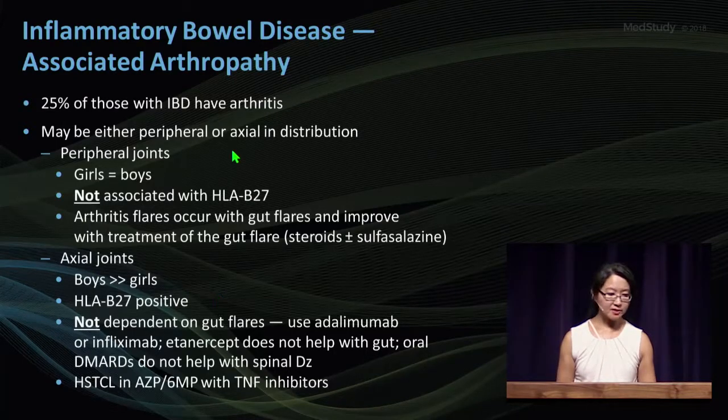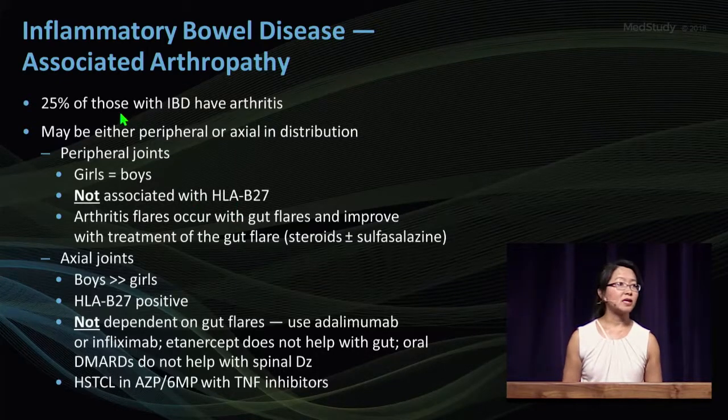Inflammatory bowel disease-associated arthritis: about 25% of those with Crohn's or ulcerative colitis will have arthritis. If peripheral joints are involved, then it mirrors gut activity, so if you treat the gut, the joint pain and swelling typically improves. Now, if they have spinal involvement, then it's totally disparate with gut activity. It doesn't matter if the gut's well controlled, the spinal disease has a mind of its own.